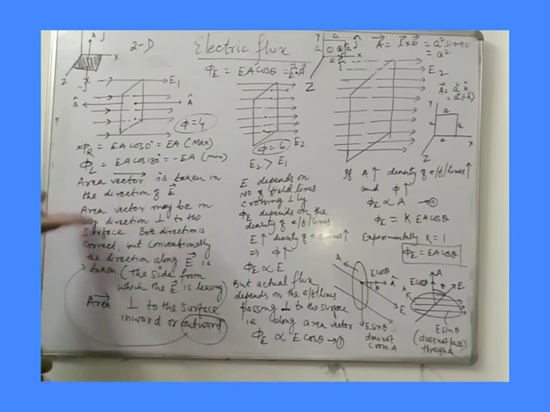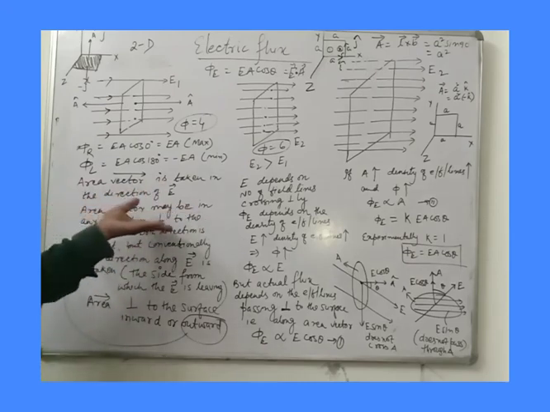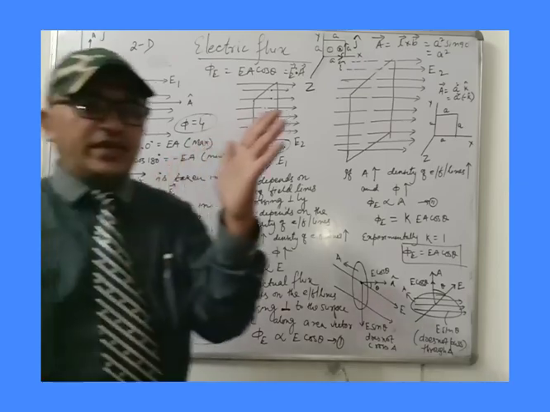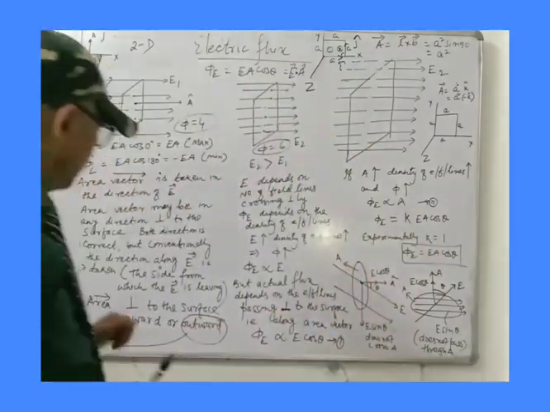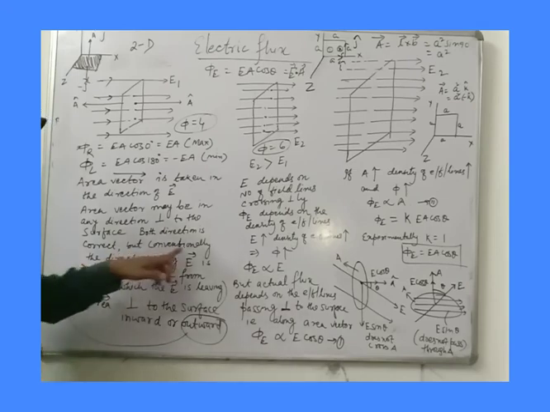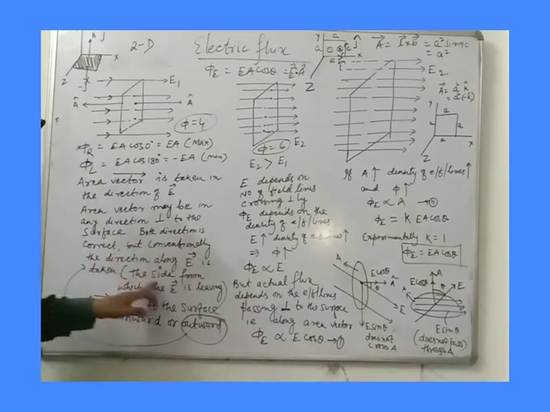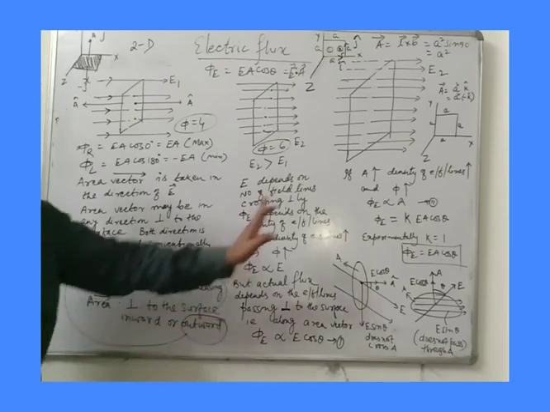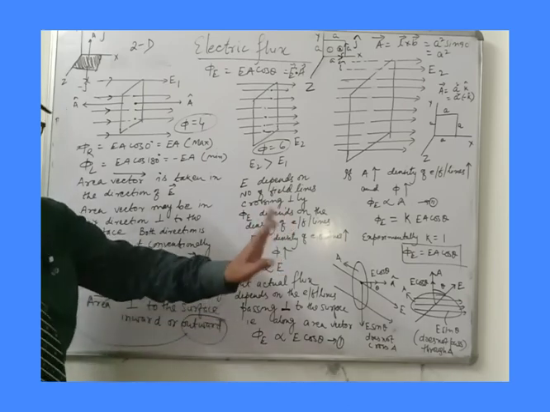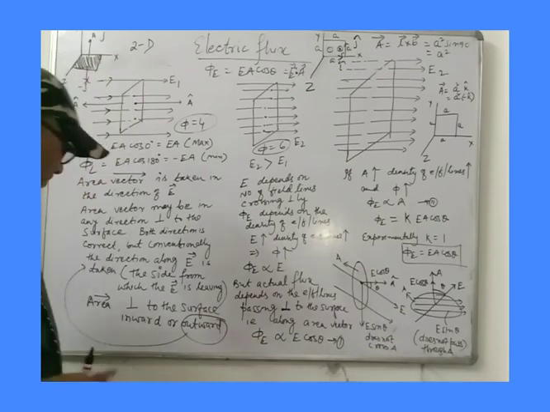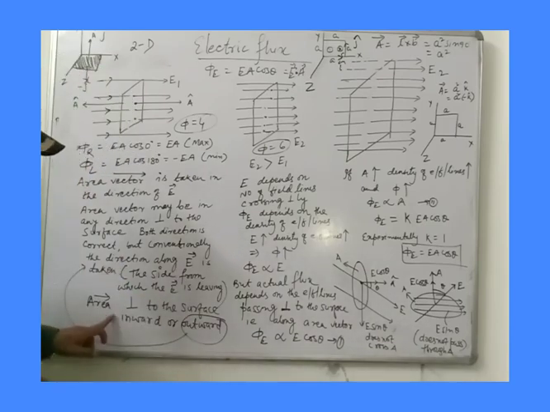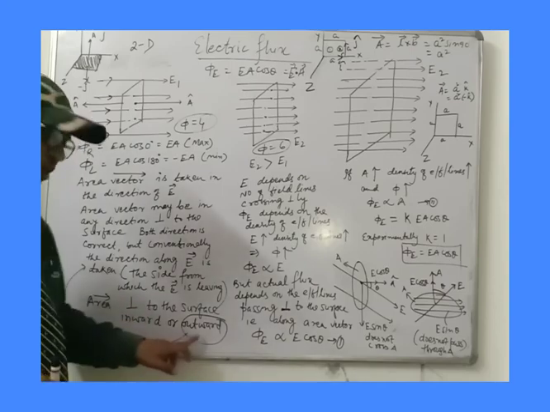So I have mentioned here the area vector may be in any direction perpendicular to the surface. Both directions, that means this way or this way, are correct, but conventionally the direction along the E vector is taken, the side from which the E vector is leaving. I told you just now. Okay, so the area vector may be perpendicular to the surface, either inward or outward.